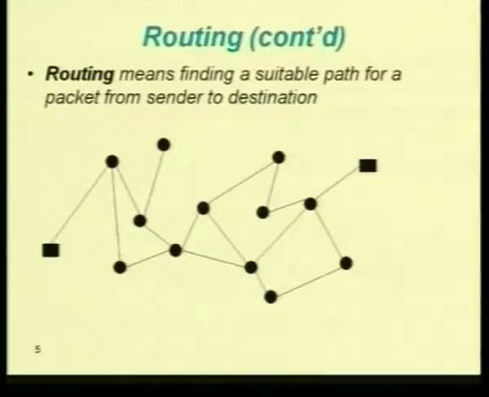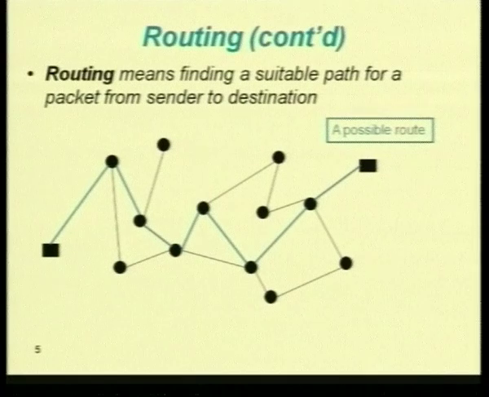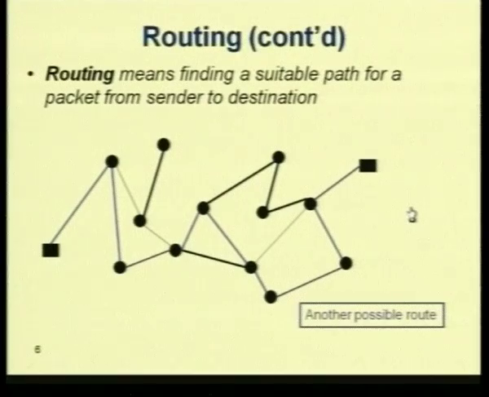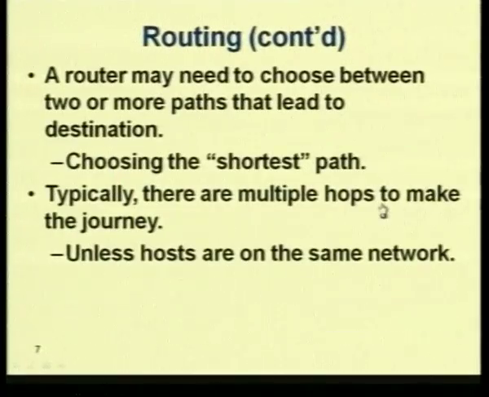So we need to find, as I said, a suitable path for a packet from a sender to a destination. So this is one possible route. If I have this network here, the one shown in blue now is one possible route. Now you could have another possible route which could go like this. So the idea is in choosing the correct path. So that is what we need to do. Now a router may therefore need to choose between two or more paths that lead to the destination.